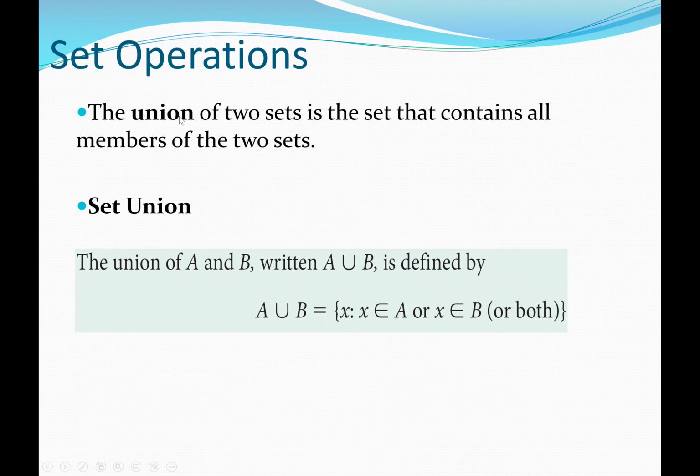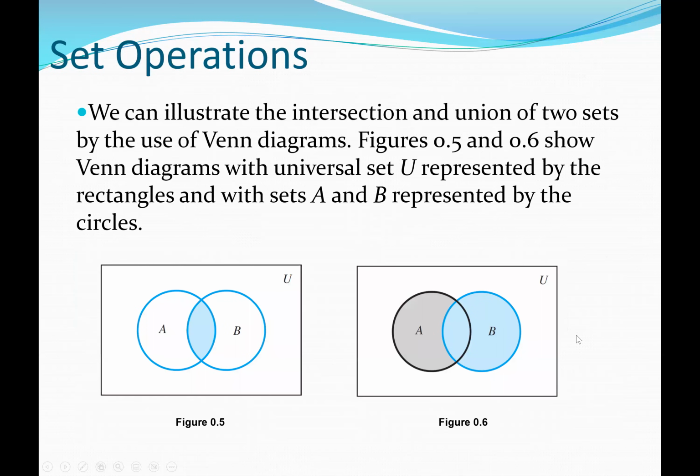Next is the union. The union of two sets means all the elements in both sets. So the union of A and B, written as A union B, means that if x is an element, then x is in set A or in set B or in both of them. So again, we're going to see an example in a few seconds. So this is the example for intersection. In the Venn diagram, the shaded area means all the elements in both sets A and B.